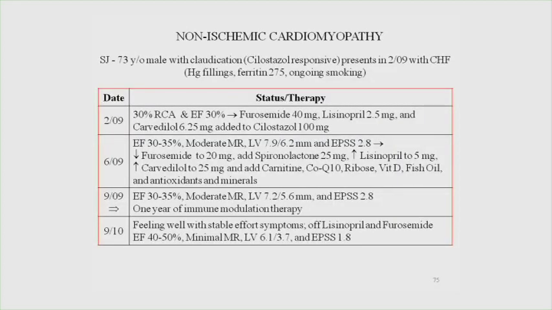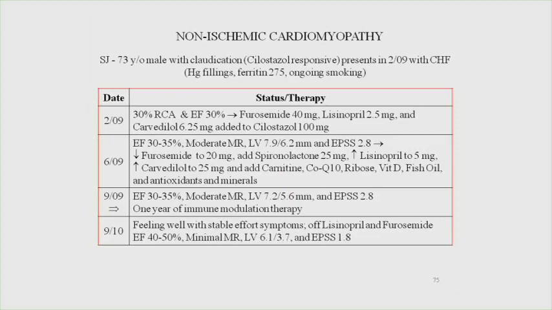So I adjusted his medical therapy. I added neuroendocrine blockade. I increased his lisinopril. I added spironolactone. I increased his beta blocker, carvedilol. And I provided bioenergetic support for the mitochondria, CoQ, carnitine, ribose, etc., antioxidants and minerals, which is my recommendation to all my patients with cardiovascular disease.